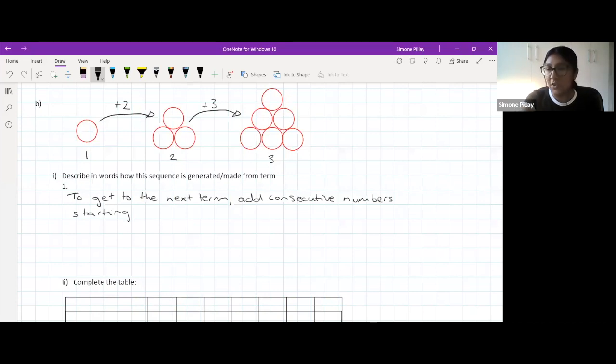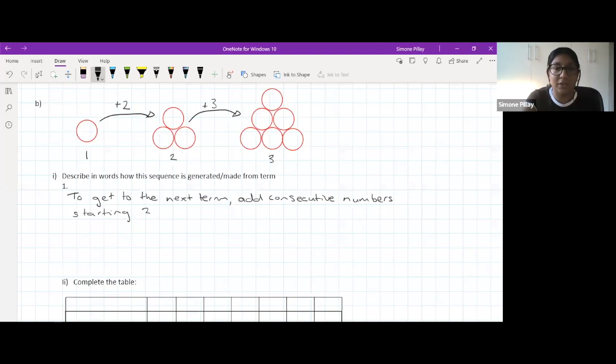It's not consecutive odd numbers. Why is it not odd numbers? Look at my first jump. My first jump was a 2. Is 2 an odd number? No, it is not. So you are correct in adding consecutive numbers, but they are not odd. They're just consecutive numbers. So I added consecutive numbers, but look at what I started with.